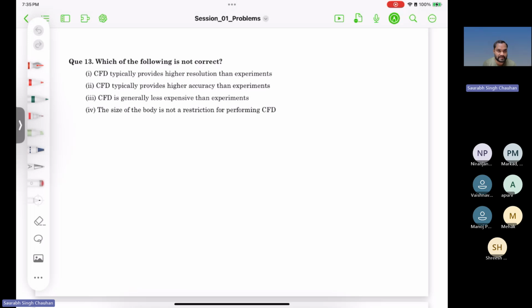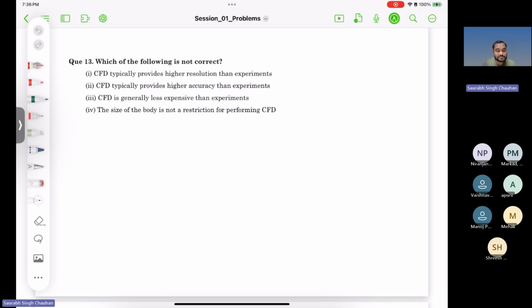Okay, you cannot go beyond that. But in CFD, you can make your DT really, really small. You can keep on making this DT small, so you can get higher resolution, right? So CFD typically provides higher resolution than experiment. So this is correct. Second option says CFD typically provides higher accuracy than experiments.